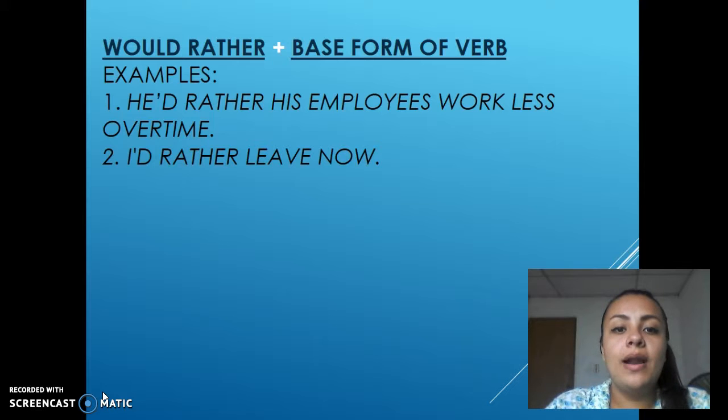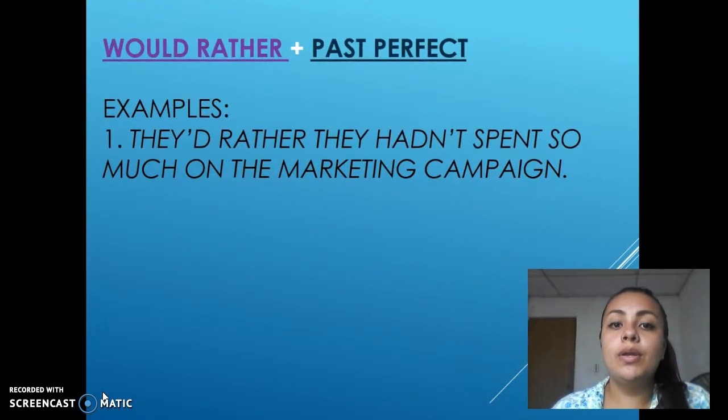For example, he'd rather his employees work less overtime. And the other example can be, I'd rather live now. In each of these cases, the phrase with "would rather" shows that another action is taking place than the preferred action of the subject of the sentence. The other kind is would rather plus past perfect. Use would rather plus past perfect to express a hypothetical situation in the past. For example, they'd rather they hadn't spent so much on the marketing campaign.